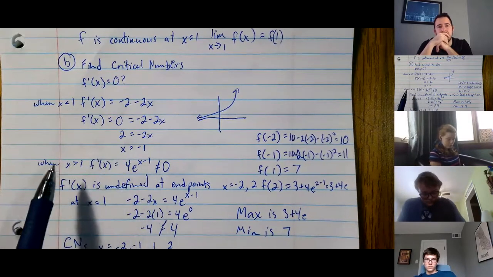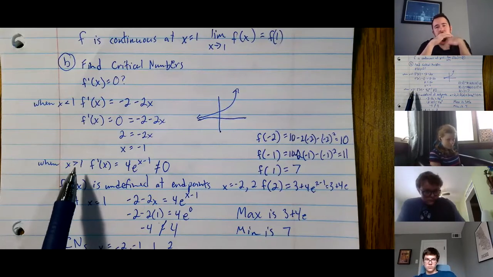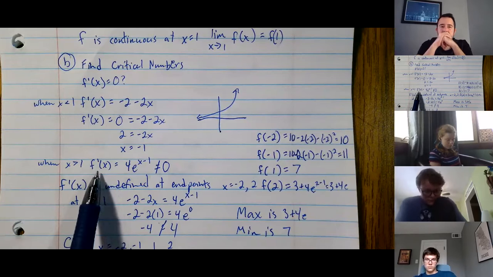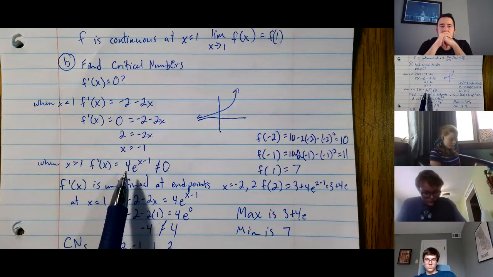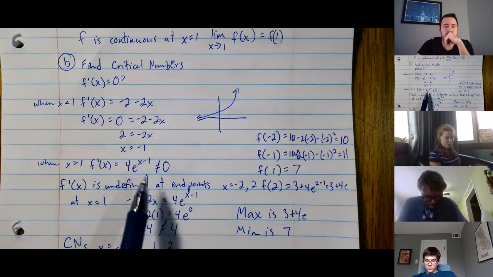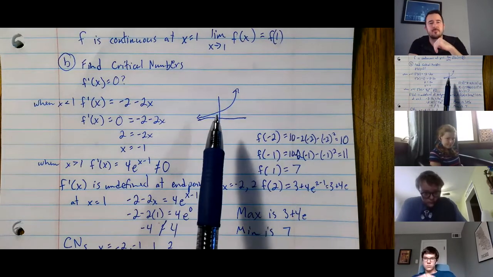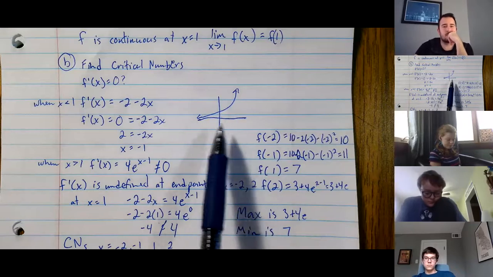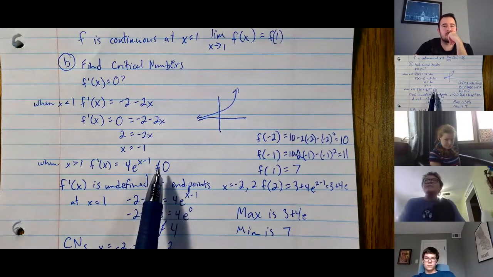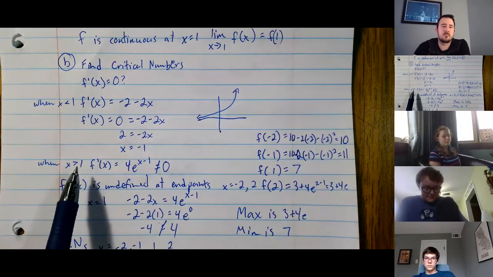Then I figure out what f prime is on the right of 1, so x greater than 1. Now f prime of x is 4e to the x minus 1. Remember, that's the derivative of the bottom piece of the piecewise function, which is 3 plus 4e to the x minus 1. Now, we should know that this thing is not equal to 0, because a basic graph of an exponential looks like this, with a horizontal asymptote of y equals 0. So it is never equal to 0, meaning the derivative is never 0 when x is greater than 1.